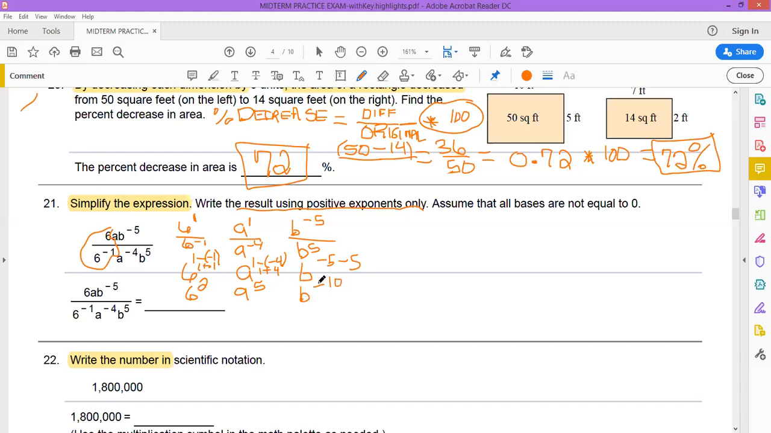Now we combine all this stuff together. We got 6 to the second power, that's 36. A to the fifth power. And then our b to the negative 10th, we need to make sure that that's positive. And remember, to make the exponents positive, you move it down to the denominator. So that becomes b to the positive 10th power, but in the denominator. That's our final answer. When we rewrite it, we got 36 a to the fifth divided by b to the 10th power.